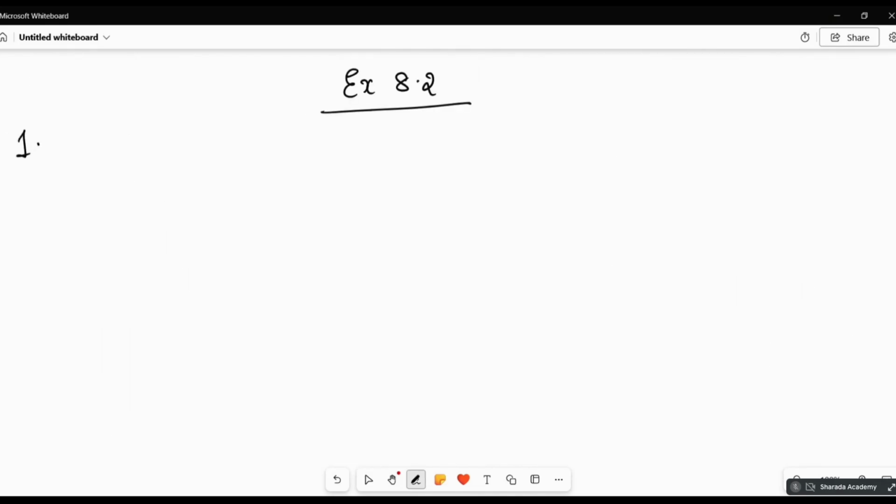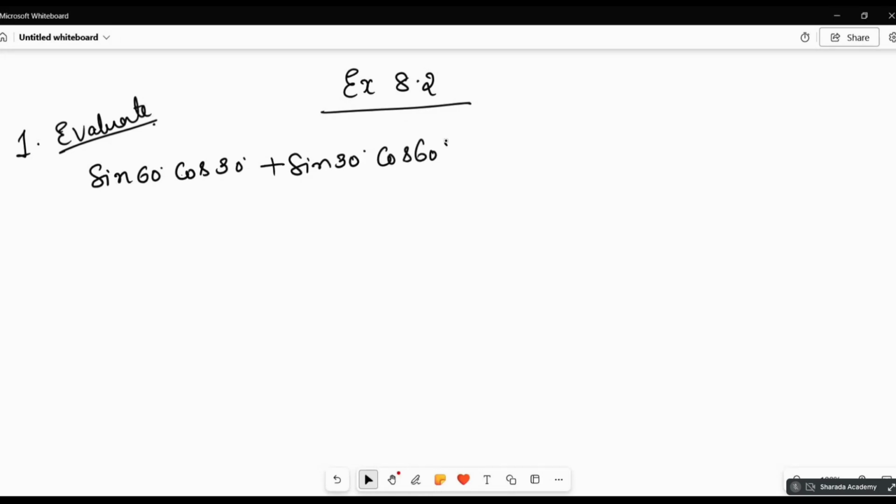First question, evaluate. These are easy questions only. If it comes, it is a very easy question, and it comes for maximum 2 marks. Okay, so sine 60 degree into cos 30 degree plus sine 30 degree into cos 60 degree.